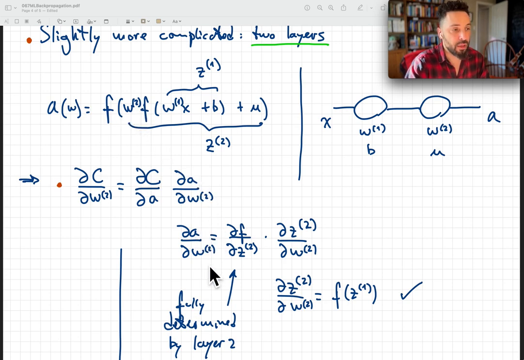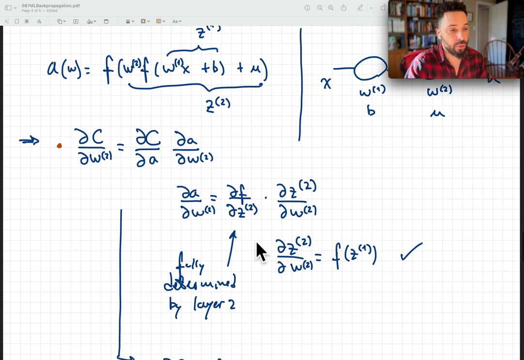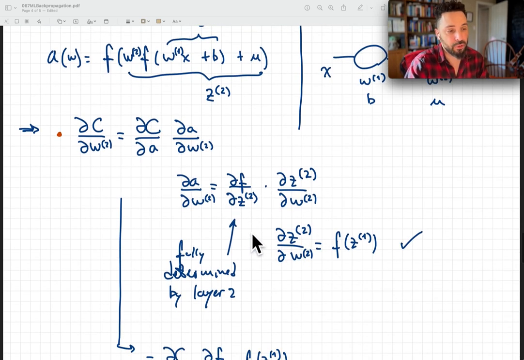And so the derivative with respect to W2 is going to be given by this chain rule. So we have the change of F with respect to its argument, Z2, and then the change of Z2 with respect to W2. The dF/dZ2 is fully determined by layer 2, or rather by the function evaluated at Z2. Of course, Z2 will depend on everything else that happens in the network, but if you know the output of the network after layer 1, then you have this information, and you could just evaluate dF/dZ2 right away.